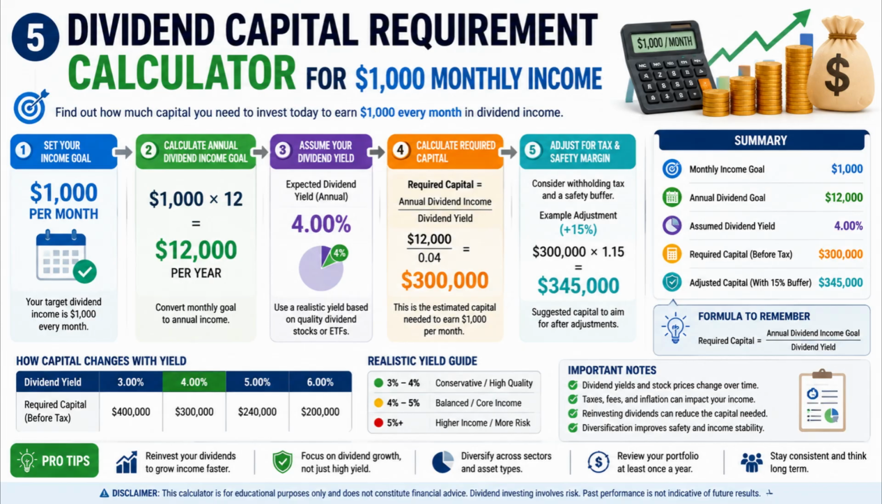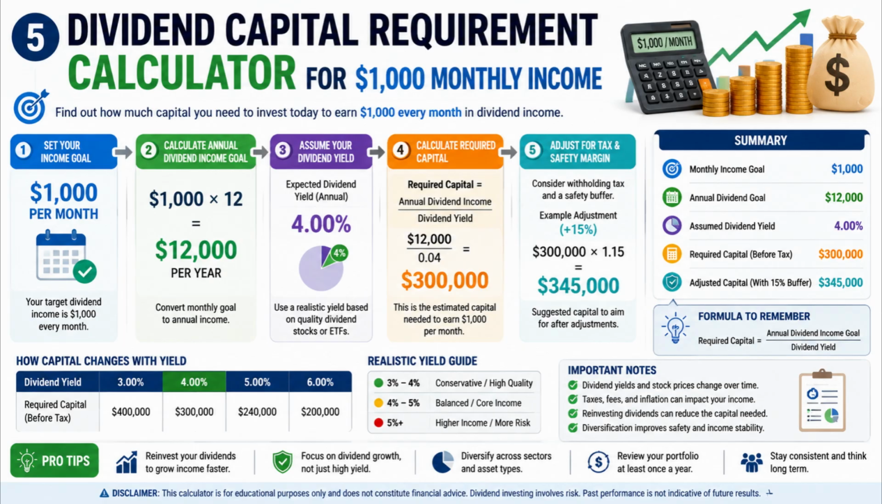After that, choose a realistic estimated dividend yield. In this example, the assumed annual dividend yield is 4%. This yield may be achievable through a diversified portfolio of quality dividend stocks or dividend-focused exchange-traded funds. However, dividend yields can change because of stock price movements, company performance, and changes in dividend policies.